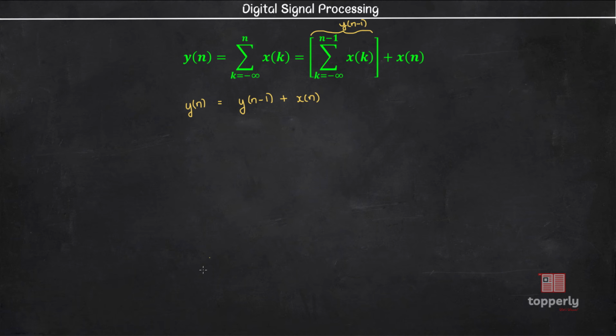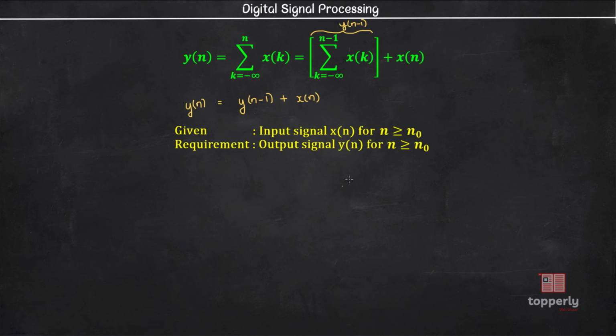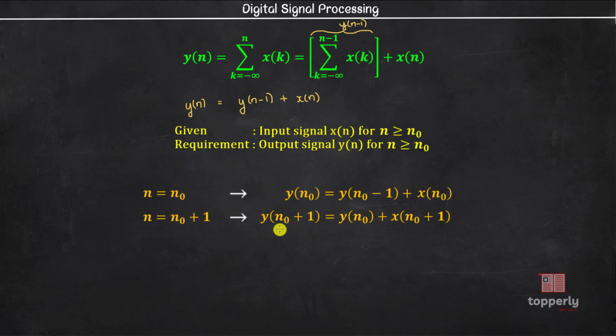Okay? Now, suppose that we are given the input signal x of n for n greater than or equal to n0 and we need to find the output signal y of n for n greater than or equal to n0. Using this difference equation, for n equal to n0 we have y of n0 equal to y of n0 minus 1 plus x of n0. For n equal to n0 plus 1 we have y of n0 plus 1 equal to y of n0 plus x of n0 plus 1 and so on.